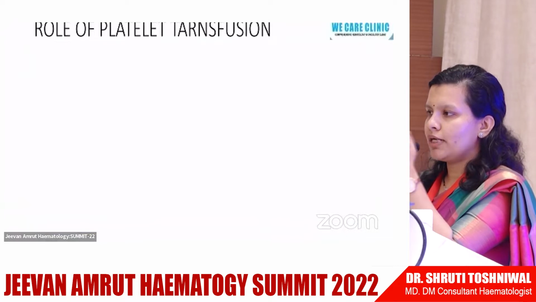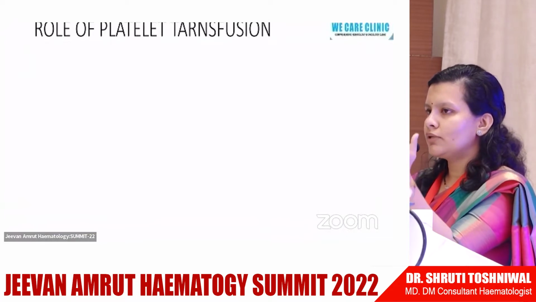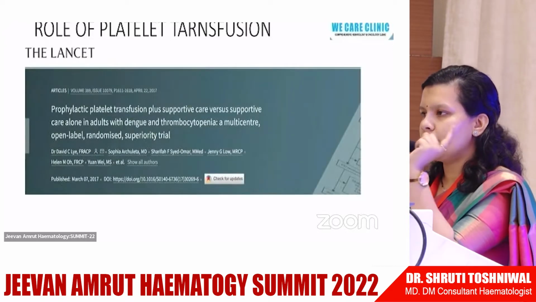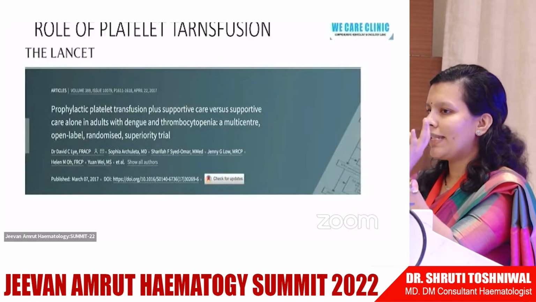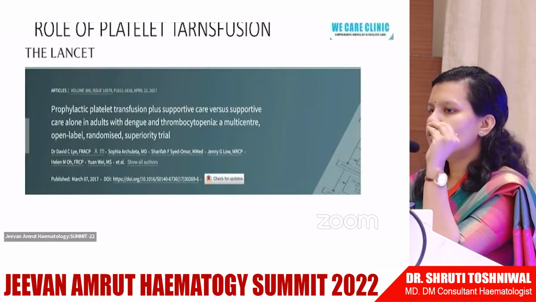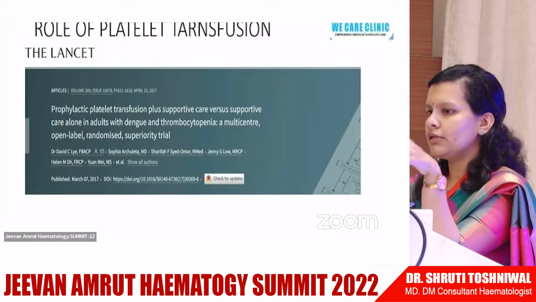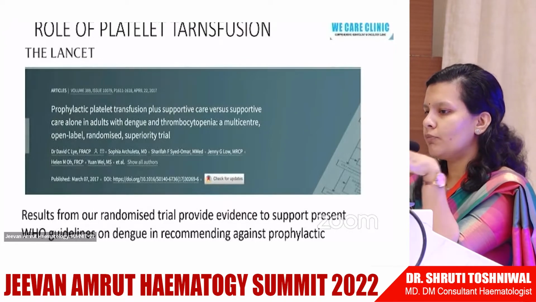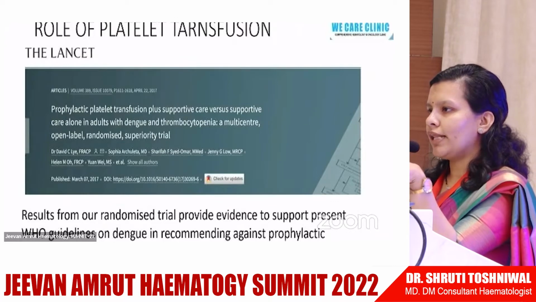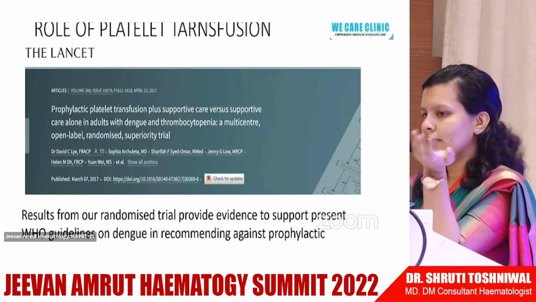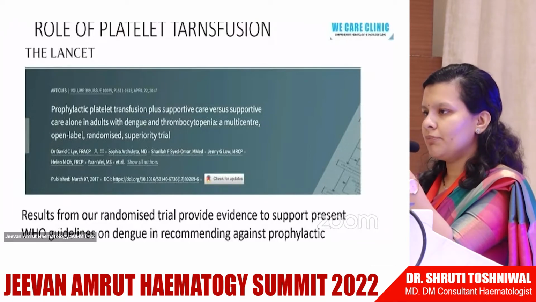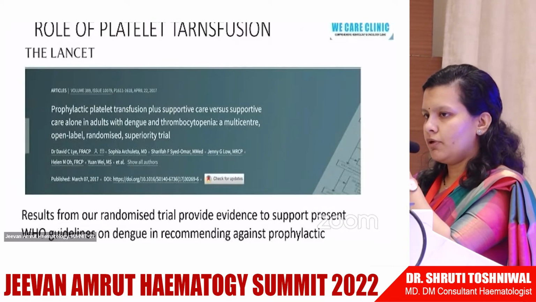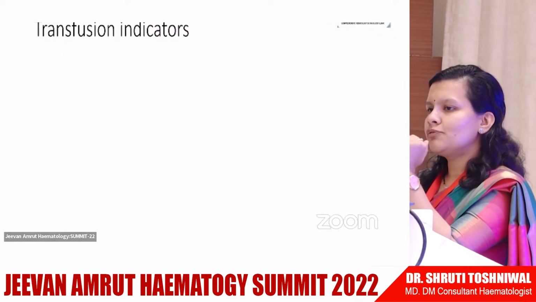So what is the role of platelet transfusion? As Shashikant sir has clearly said, there are do's and don'ts for transfusion. This is one very good multi-center open label randomized trial where they have seen the role of prophylactic platelet transfusion versus supportive care. For prophylactic platelet transfusion, their cutoff was 20,000. There is no role of prophylactic platelet transfusion in patients without bleeding. In dengue, there's no role of prophylactic platelets because bleeding is much more than just platelets. It may harm the patient by various transfusion reactions, fluid overload, and many other problems.